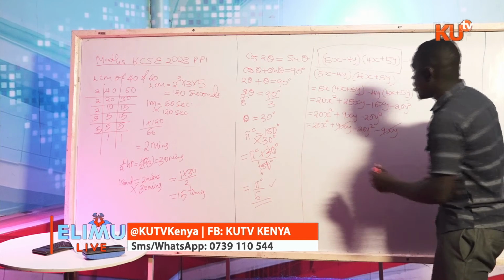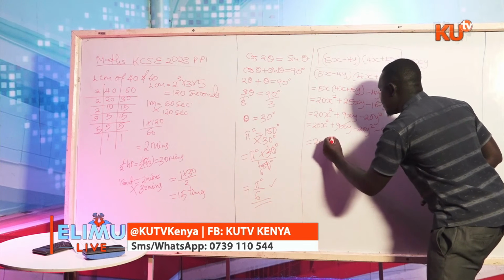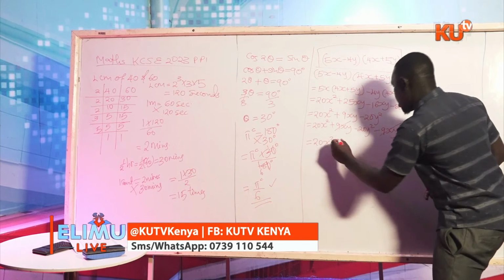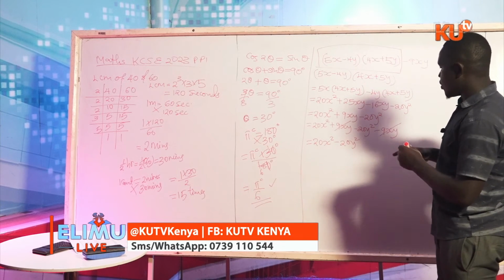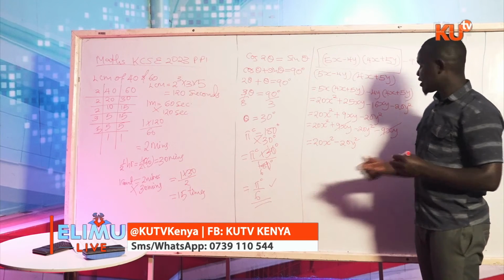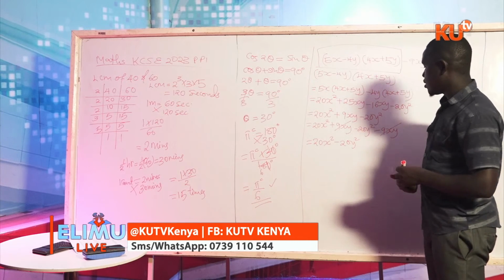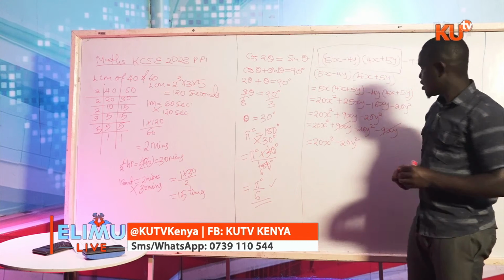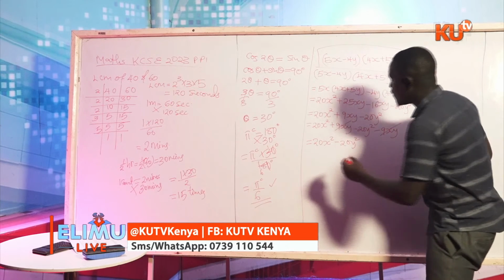What are we left with? We are left with 20x squared minus 20y squared. So when you have 20x squared minus 20y squared, what is the common factor here? Yes, we can see that 20 is a common factor. So we can factor out that common value.